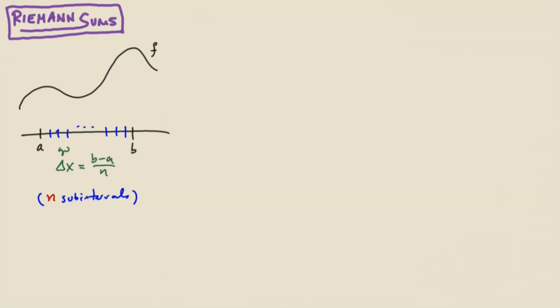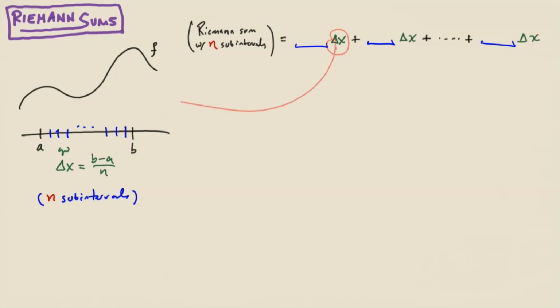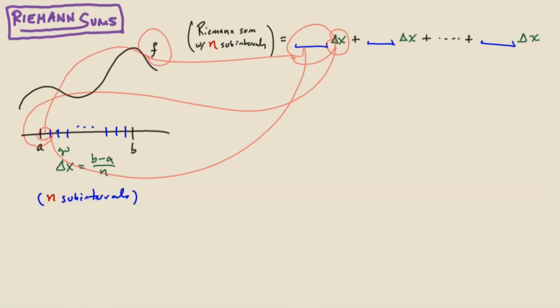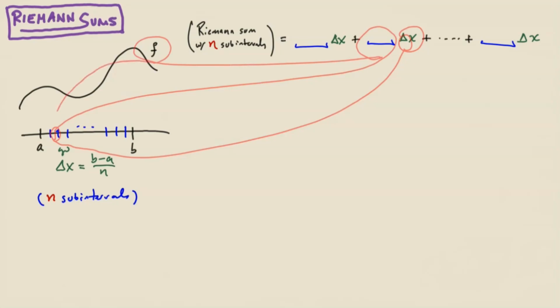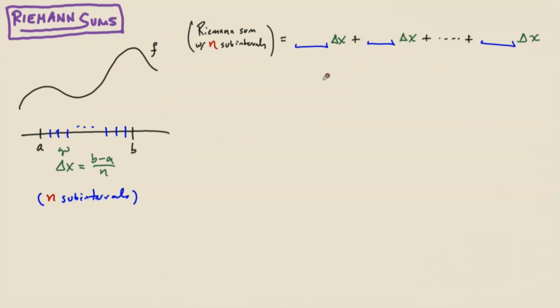And now if we want to form a Riemann sum with n subintervals, well, we know the drill. It's just a weighted sum of all of these lengths. So we're going to have something like this. The first term will feature delta x, the length of the first subinterval, times some weight, which will be the value of f at some test point in that interval. The second term will start with delta x, which of course is the length of the second subinterval, to which we will then attach another weight, namely the value of f at some test point in that second subinterval. And so on and so forth, all the way down. There will be n of these terms altogether, and that will be our Riemann sum.